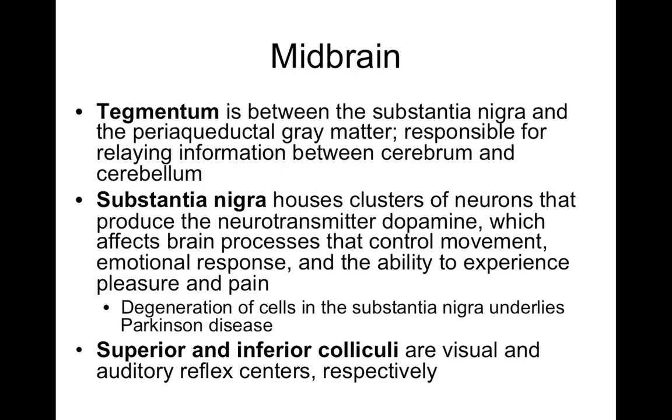Now, substantia nigra houses clusters of neurons that produce a neurotransmitter called dopamine. Because this dopamine neurotransmitter has a darker appearance, that region of gray matter looks darker. So that's what we call black substance or substantia nigra. Now, it actually controls movement and emotional responses, but we see that degeneration of the substantia nigra occurs with Parkinson's disease.